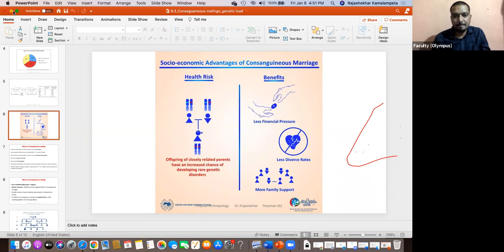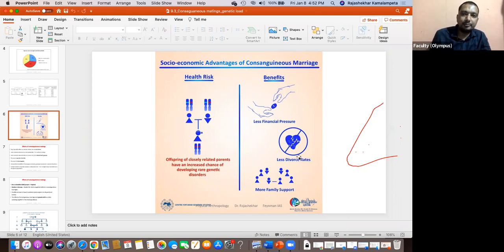Trust is also one. Exactly, trust. More family support, less financial pressure. If they have to pay more dowry, they prefer to marry within the families to reduce that, and to gain a sense of security and comfort. They also want marriages within the families, within known communities, even within blood relatives. And because of the family support, it could reduce divorce rates as well, as many family members are involved.